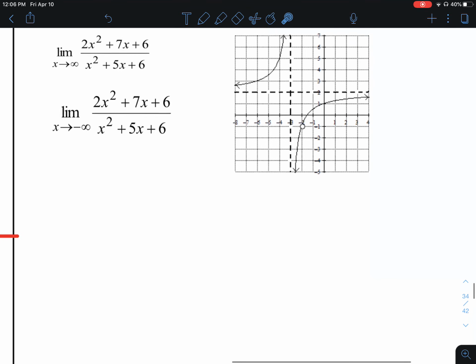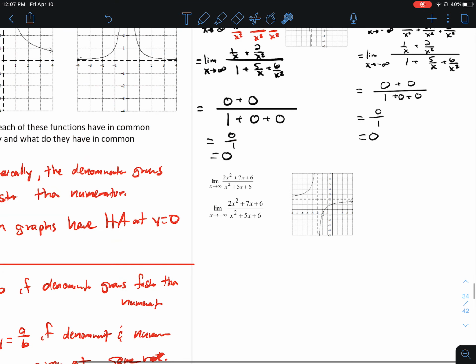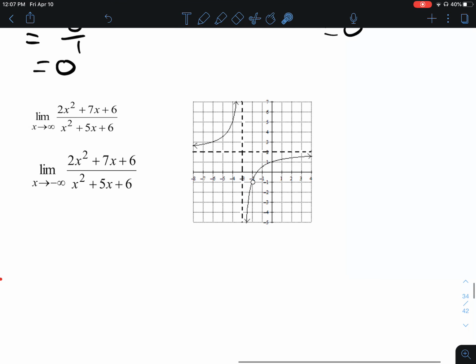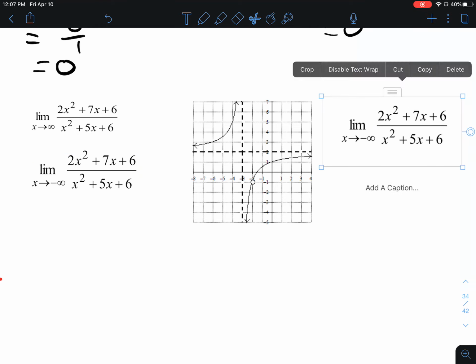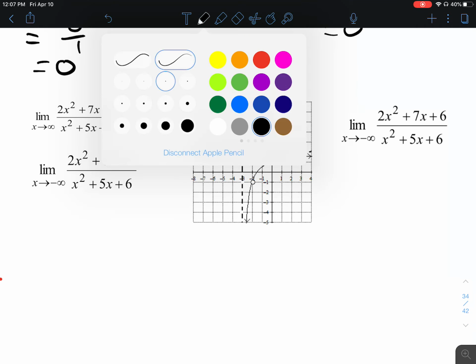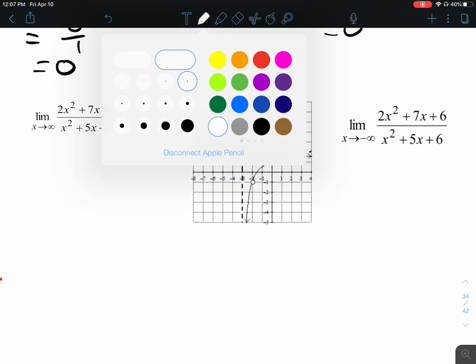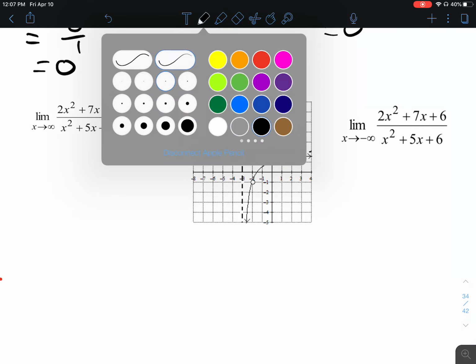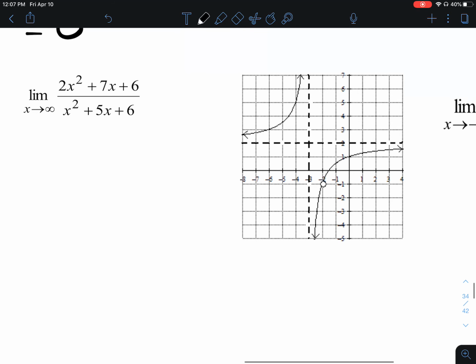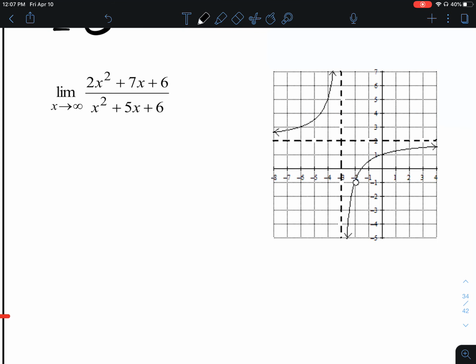Let's try another. This got a little jacked up. This is supposed to be over here. I don't know what happened. So once again, you wouldn't have this picture. The picture is just there to confirm our results right now.